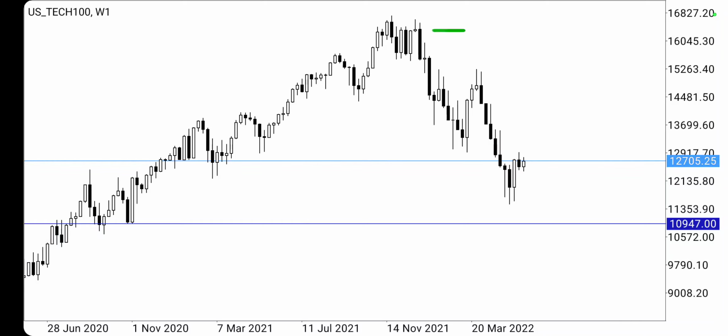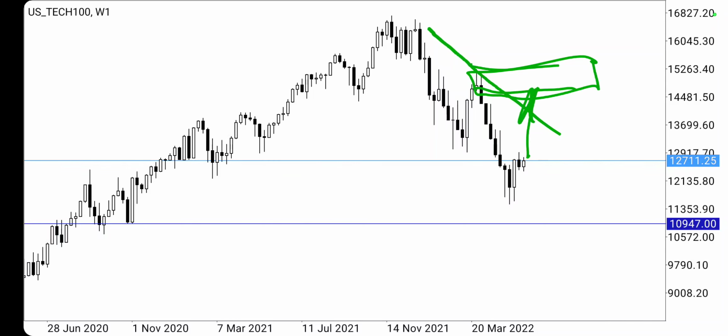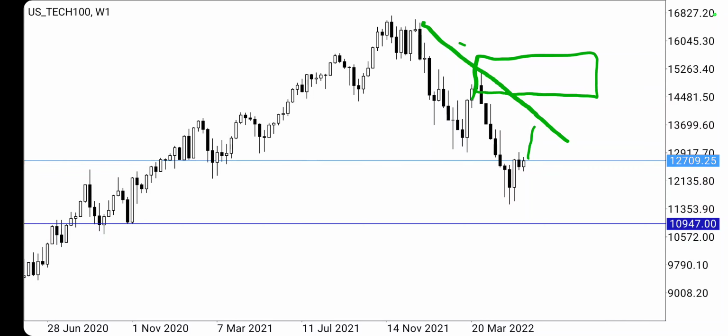So if we start from weekly we can see nothing much has changed. This is still the targeted area, so we still wish to go up there or at least to the trend line. Remember, you can't ignore the trend line. Just because your level is up there, it's your target. When you get here, this is still a point where you can exit your trades.